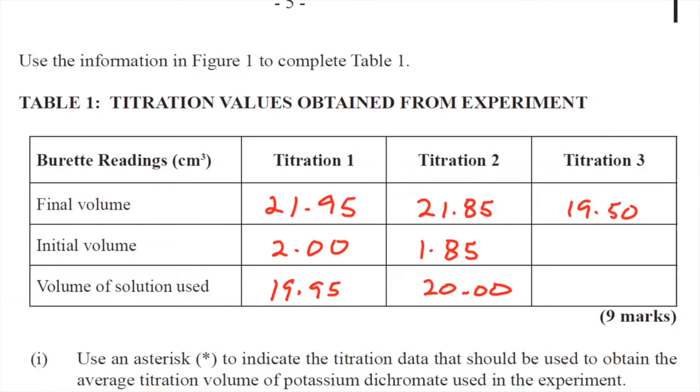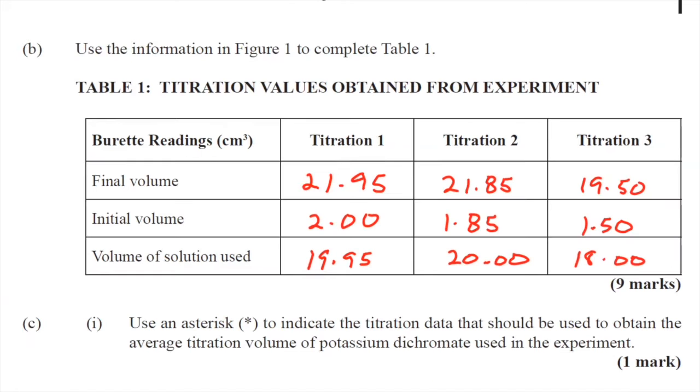It can be read to 2 decimal places. The initial volume, 1.50. And so the final volume is 18.00. Now we get 9 marks for doing that. 9 marks, lovely.